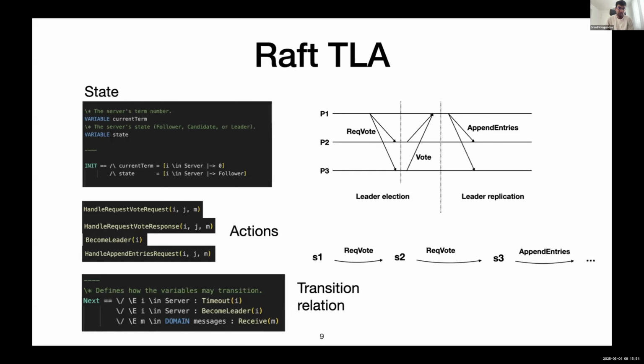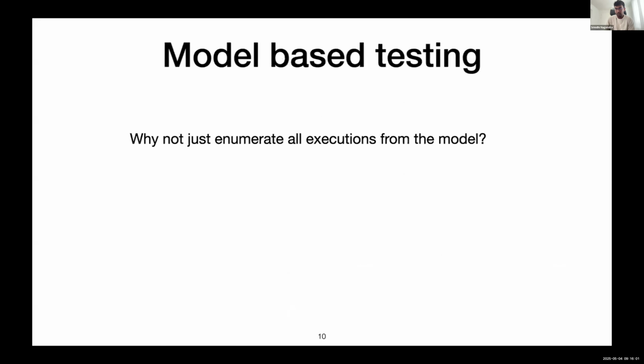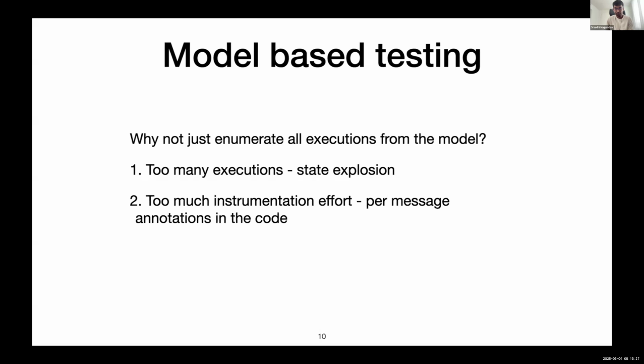Now, once you have this, what Mocket does is it essentially goes through all possible traces, which is model-based testing. You can try to enumerate all possible executions from the model and run them. There are some problems with this. One is you have too many executions, which is just basic state explosion, because these models have so many possible states. You will have a lot of executions, and you cannot hope to cover all executions.